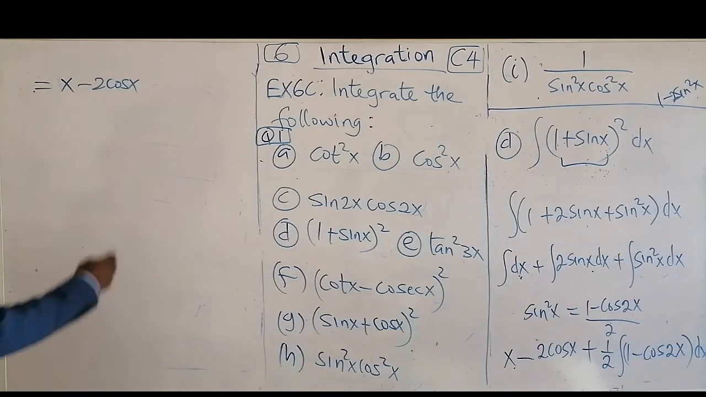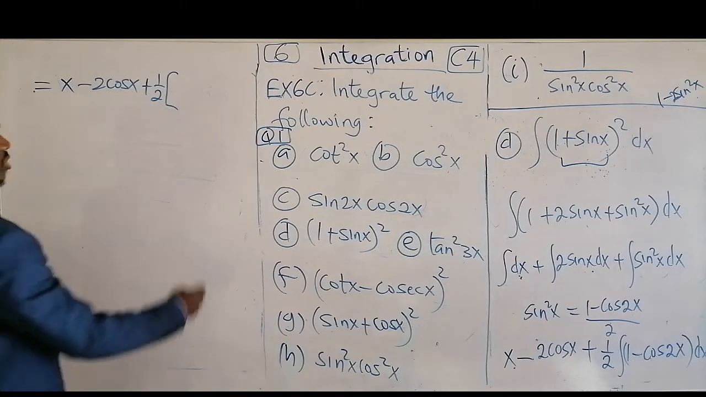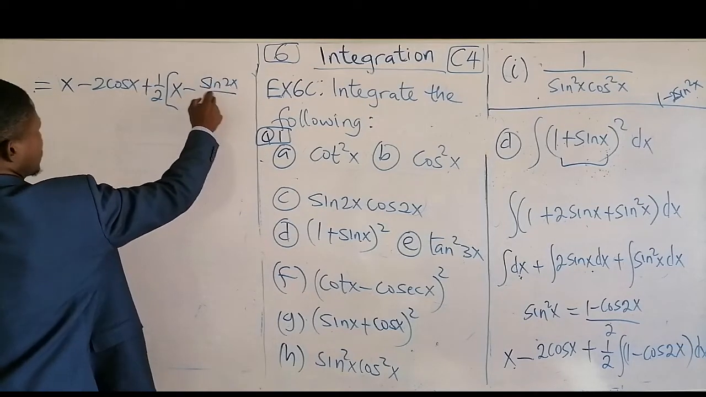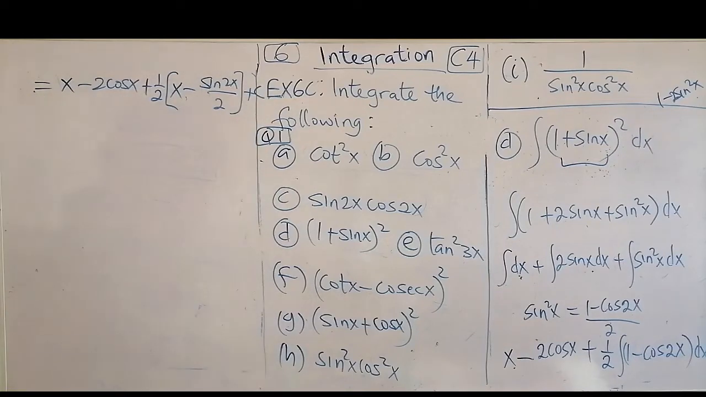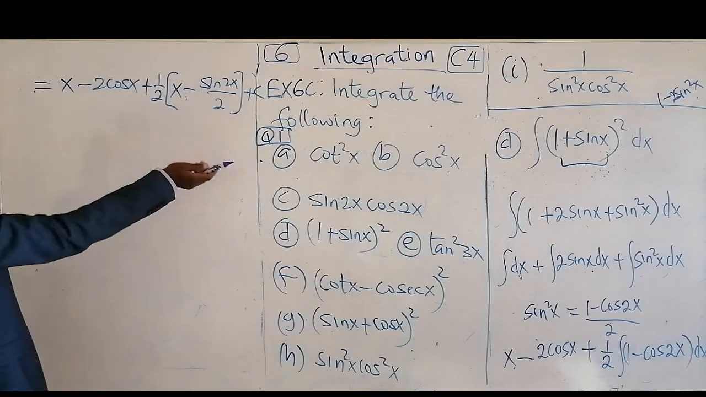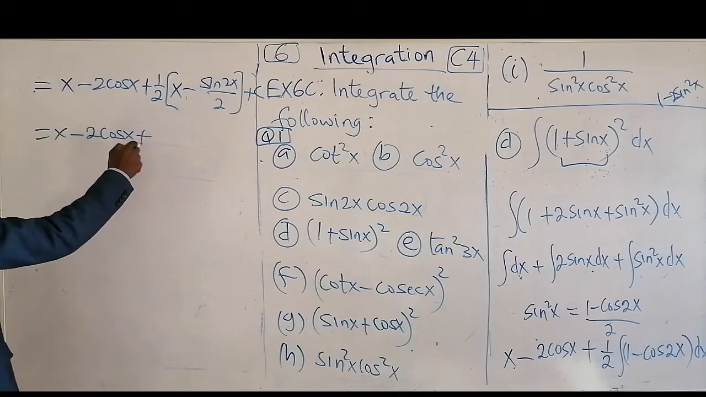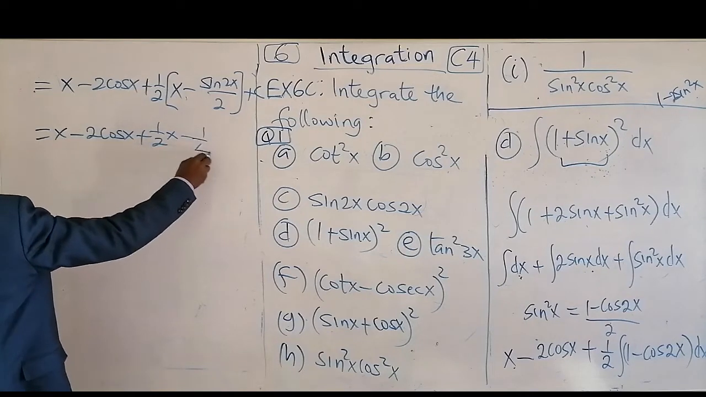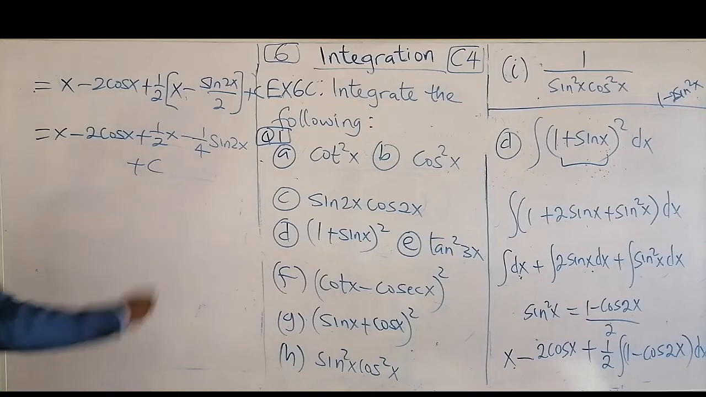So the final answer will be x minus 2 cos x, then plus half open brackets, x minus sine 2x over 2, close the bracket, plus c. So that's the answer. The only thing you can do is just open the brackets, which will be equal to this one, then minus 1 over 4 sine 2x plus c. So that's that on that question.